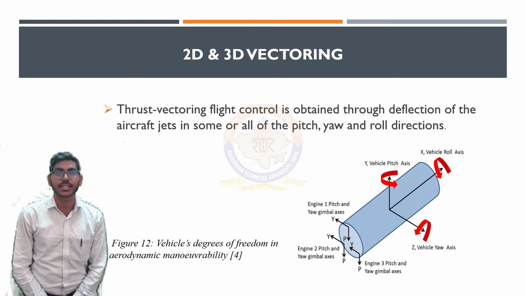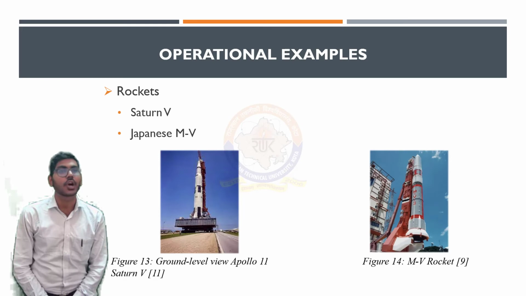Operational examples: rockets. The engines of Saturn V, on all 3 stages, were mounted to the aft end of their stages by universal type ball and socket joints. Figure 13 is the ground level view of Apollo 11 Saturn V. The Japanese M5 space launch vehicle cannot alter the direction of thrust, so instead it injects a cooling fluid along one side of the exhaust nozzle that forces hot gases to exit on the opposite side to provide a vectoring effect. Figure 14 is the Japanese M5 space launch vehicle.